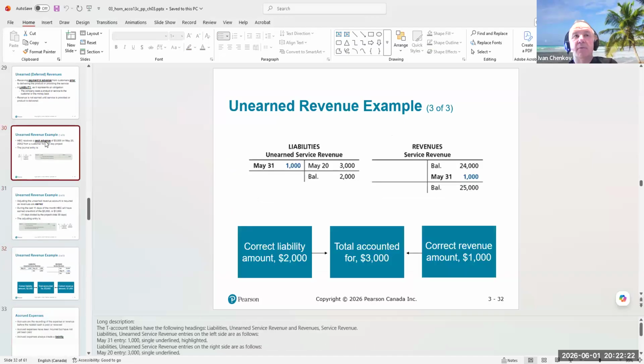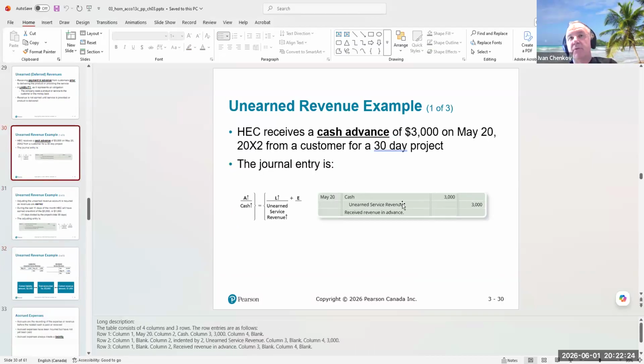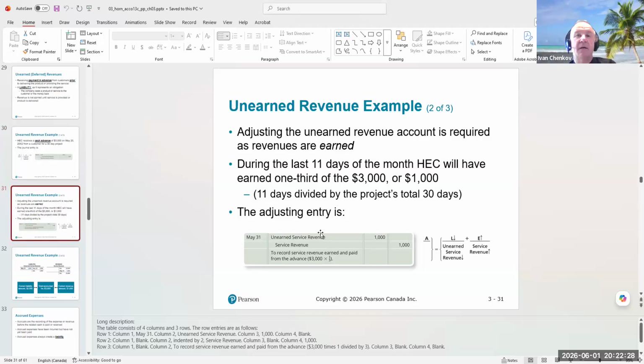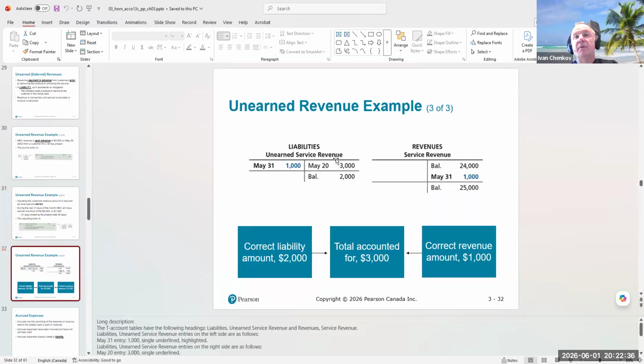So once we have the revenue, we recorded the revenue, cash and unearned revenue services, and once we recognize it, 1,000 moving from the unearned revenue into the service revenue. And what's going to happen? Liability is going to go down with 1,000 and the revenue is going to increase with 1,000. How much will be our liability? $2,000.